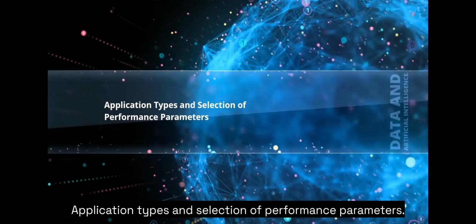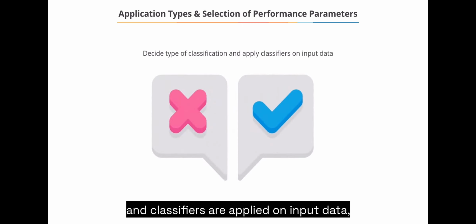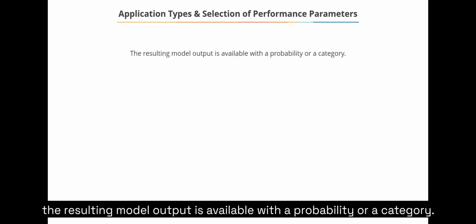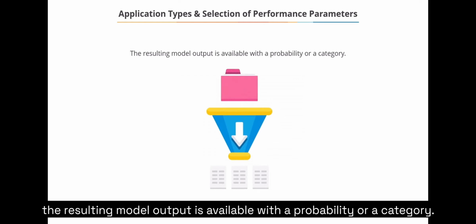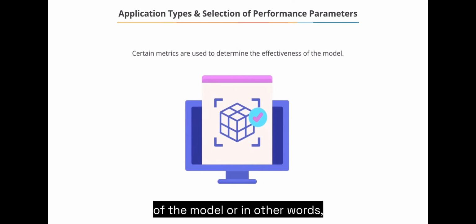Application types and selection of performance parameters. Once the type of classification is decided and classifiers are applied on input data, the resulting model output is available with a probability or a category. Certain metrics are used to determine the effectiveness of the model, or in other words, measure its performance.